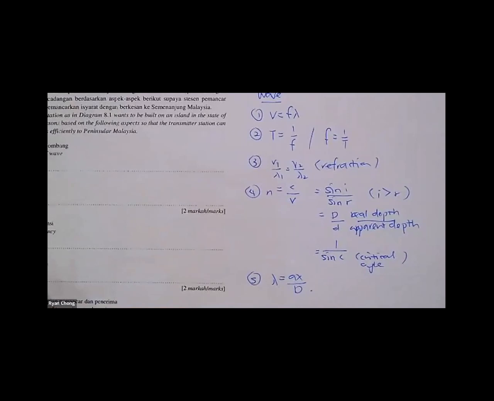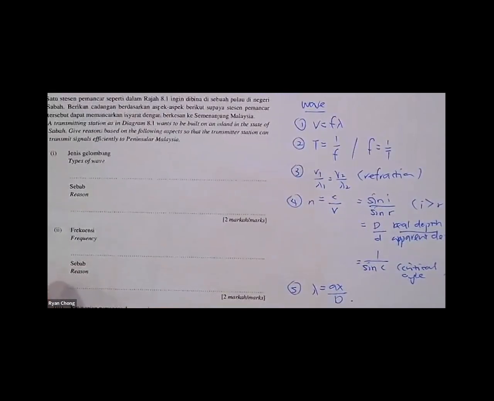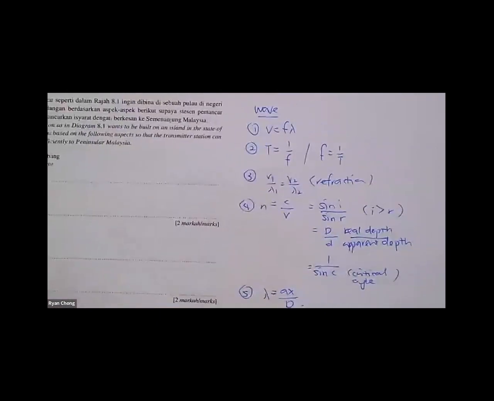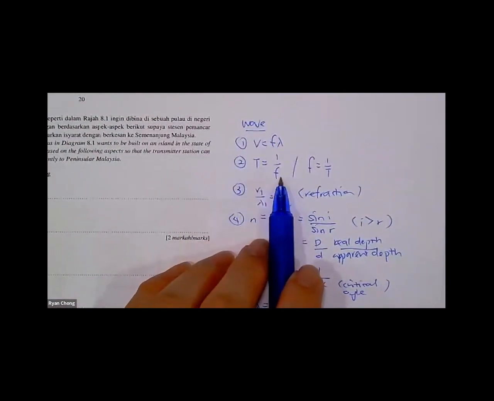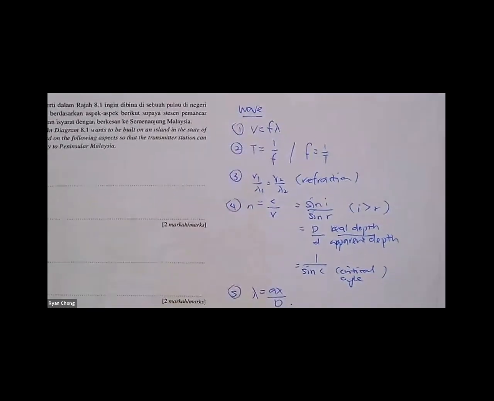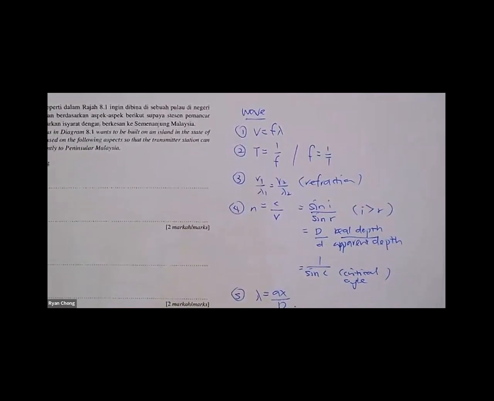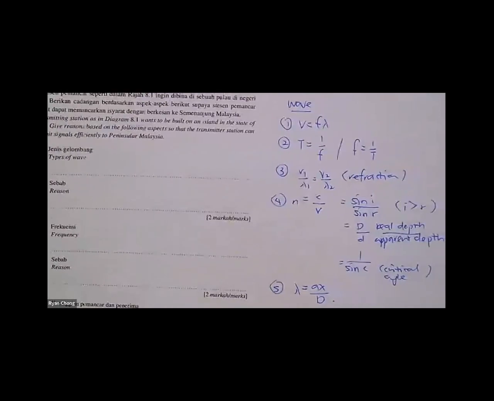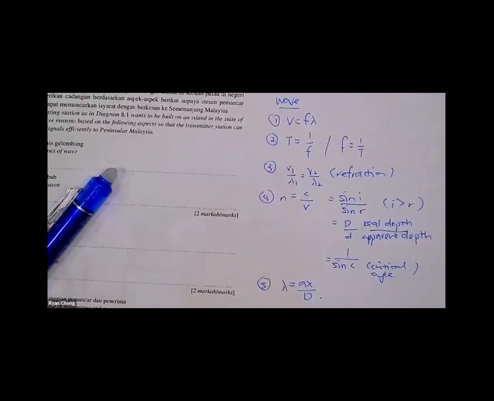Second formula, this one. Period equal to 1 over frequency, or frequency equal to 1 over period. When formula all in your fingertips, then you will score your calculation easier. Even though calculation is not 100% or a lot of marks, but at least they will occupy at least 40 marks in your exam paper, yeah?